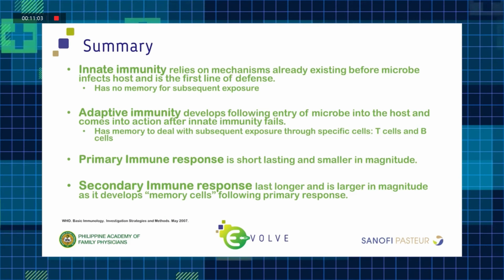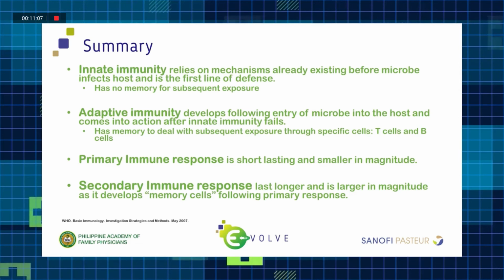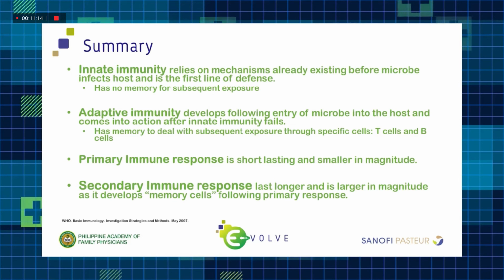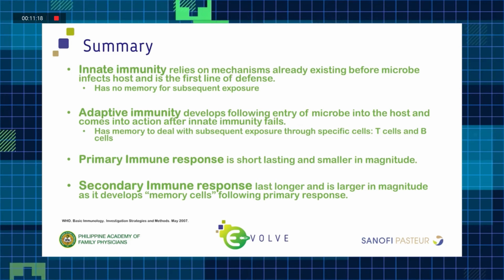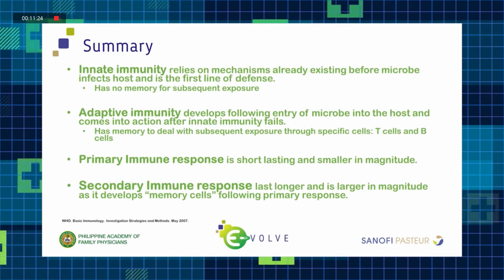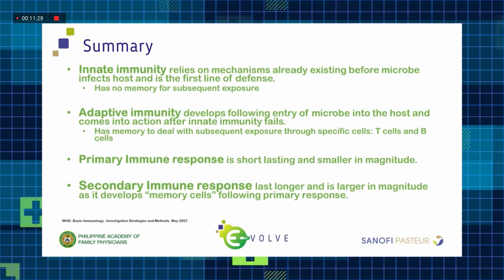In summary, the human immune system is able to react to an enormous variety of foreign antigens and provides immunity through either the innate immunity or the adaptive immunity. The innate immunity relies on mechanisms that are already existing even before the microbe enters the body and is often the first line of defense. However, it has no memory for subsequent exposure.